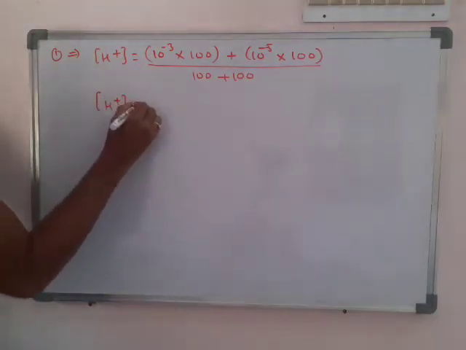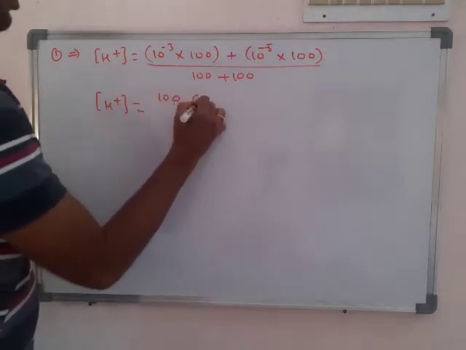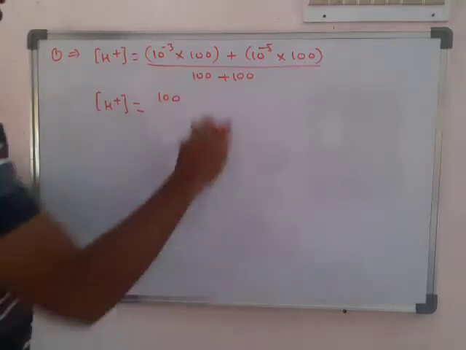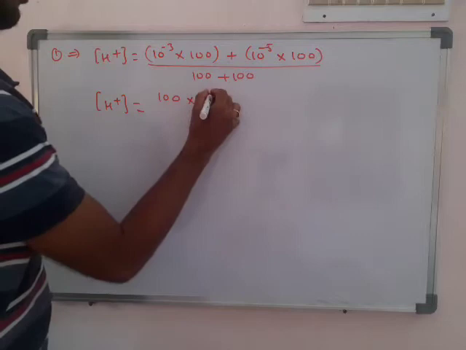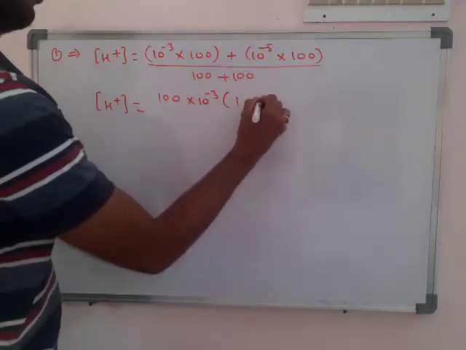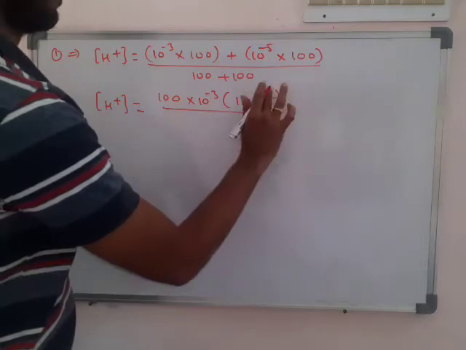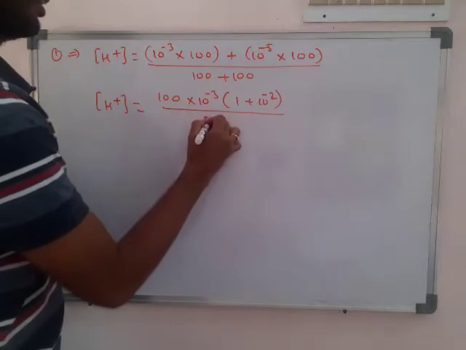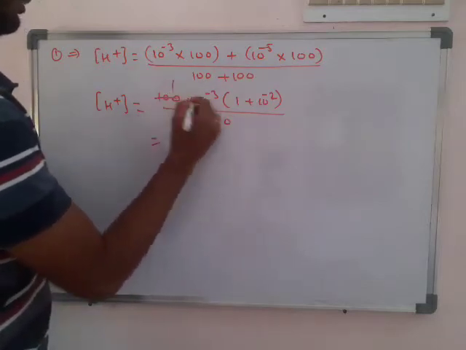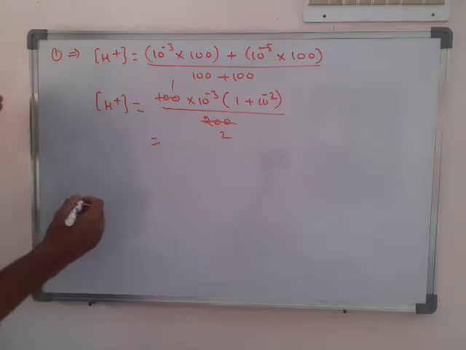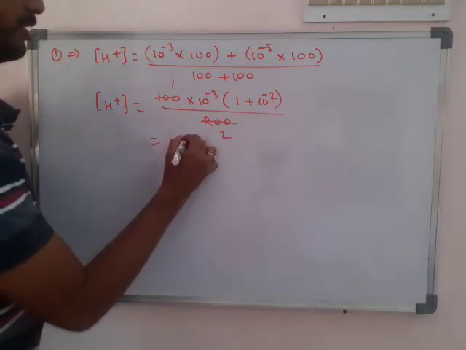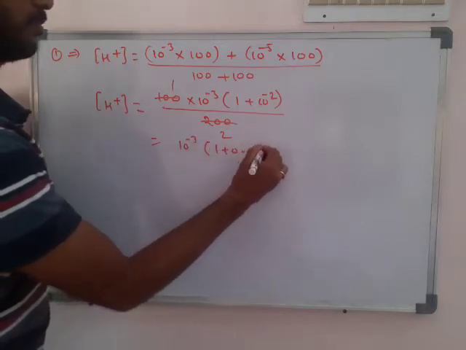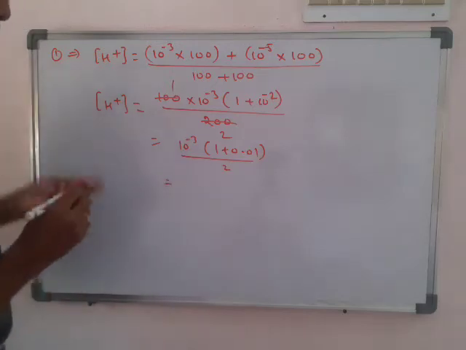Therefore the final H plus: just take the 100 common, and we can also take 10 power minus 3 common. Now it becomes 1 plus 10 power minus 2, since taking 10 power minus 3 common leaves 10 power minus 2 only. Here it becomes 200. So finally we get 10 power minus 3 into 1 plus 0.01 by 2.